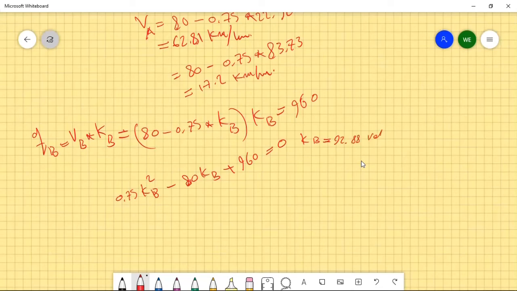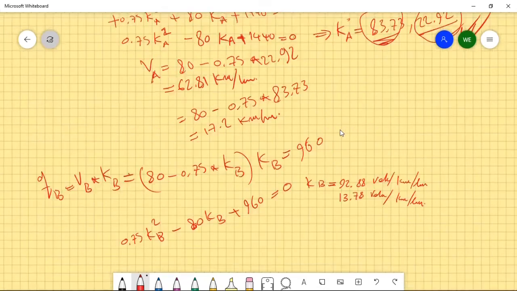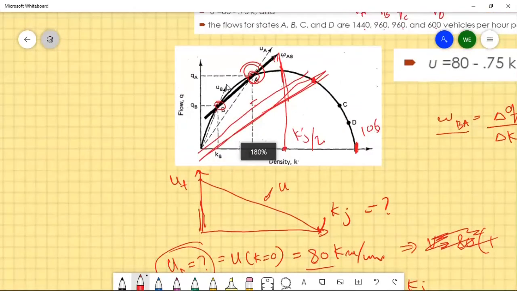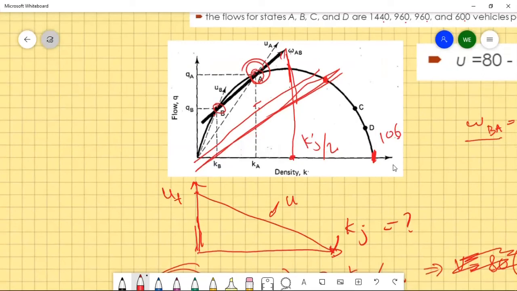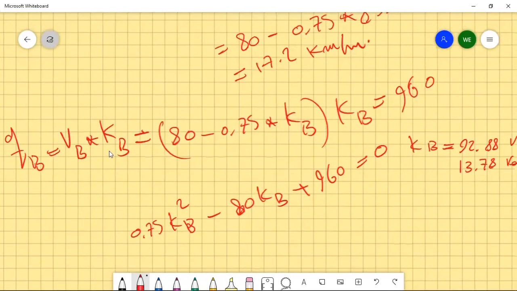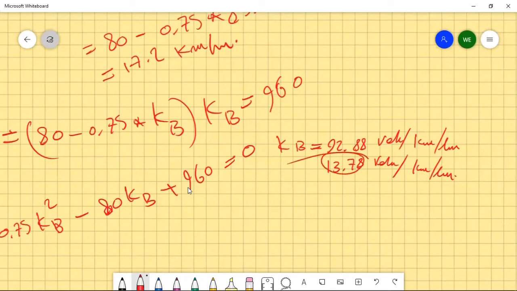92.88, this is vehicle per kilometer per lane. And the second value is 13.78, vehicle per kilometer per lane. Now, let me ask you a question, Abdullah. Which value shall we take, between the two numbers, the 13 and the 92? 13, because we are in the uncongested region, correct? Yes, excellent. So that's the value we want to take.